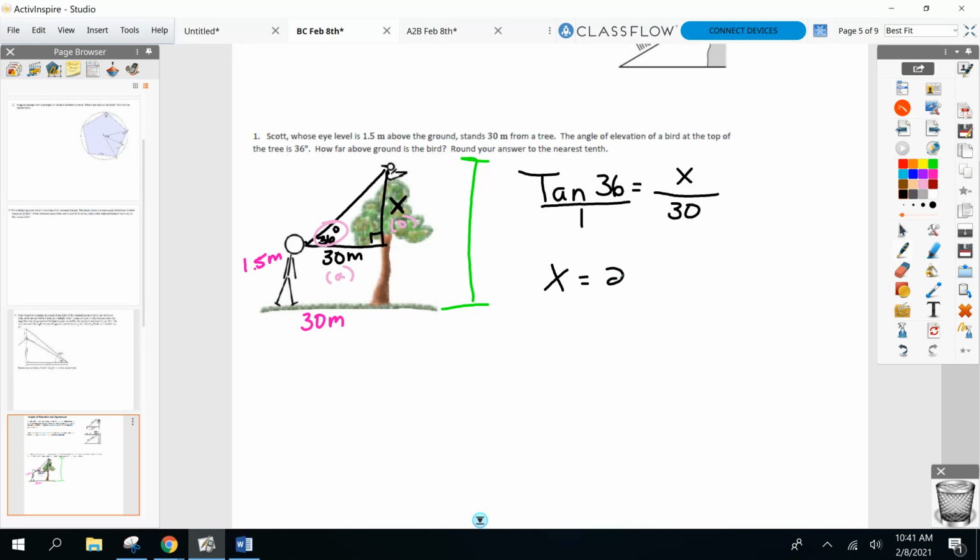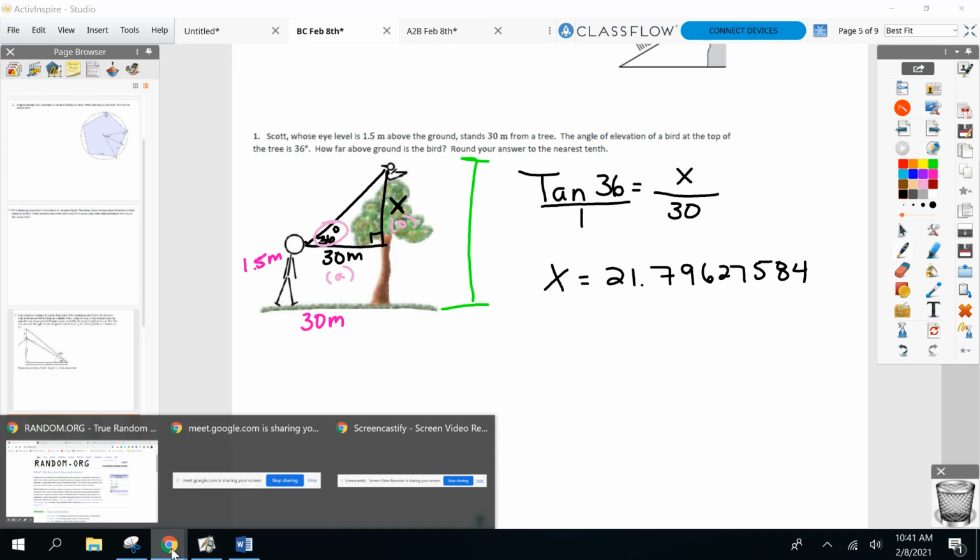Here's what I'm getting out of my calculator. I'm writing the full display down too. 21.79627 584. That's just from his horizontal line up to the bird. That's it. Now what are you suggesting I do to actually find the ground to the bird? What do I need to do with my 21 and change here?